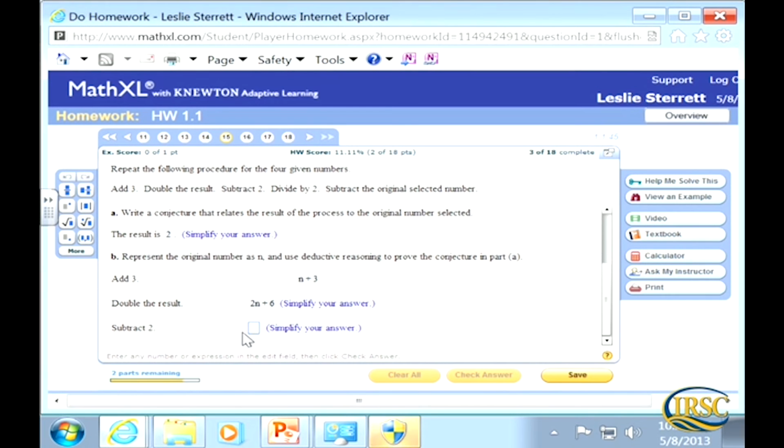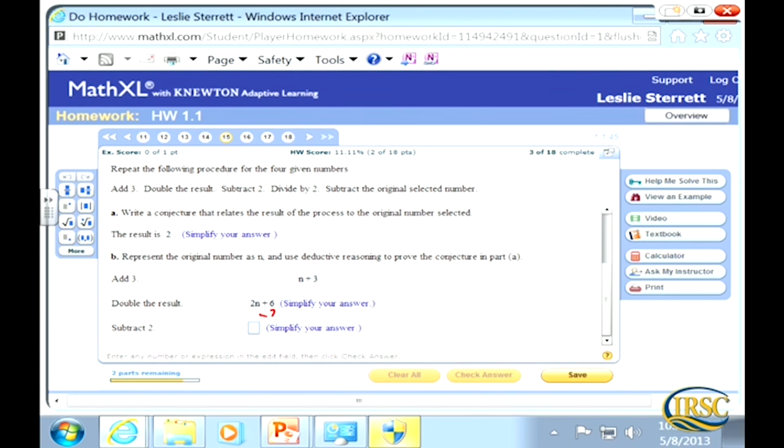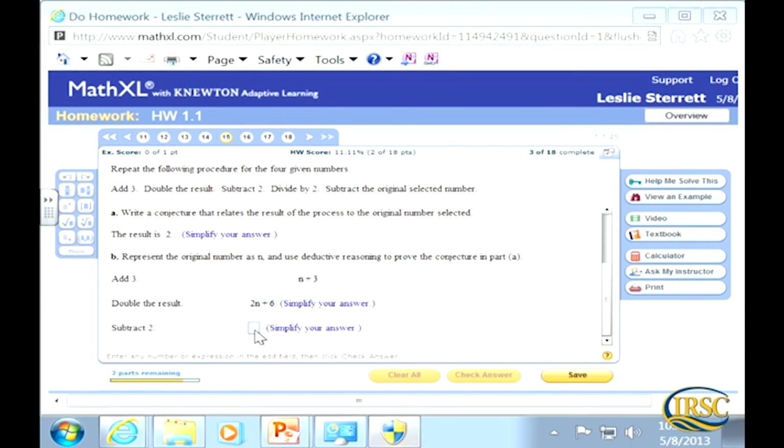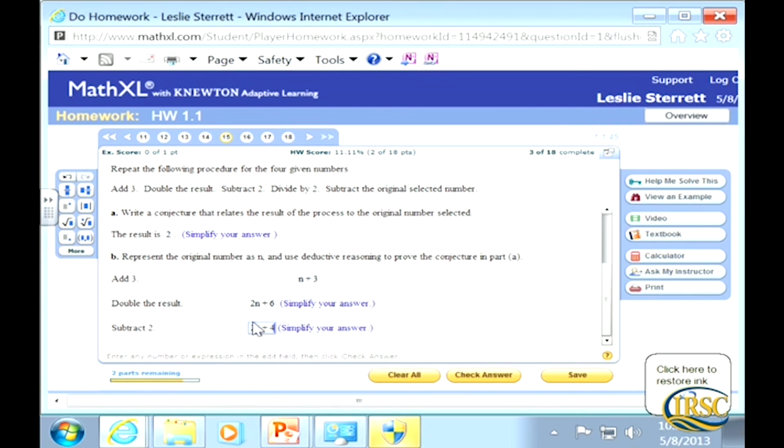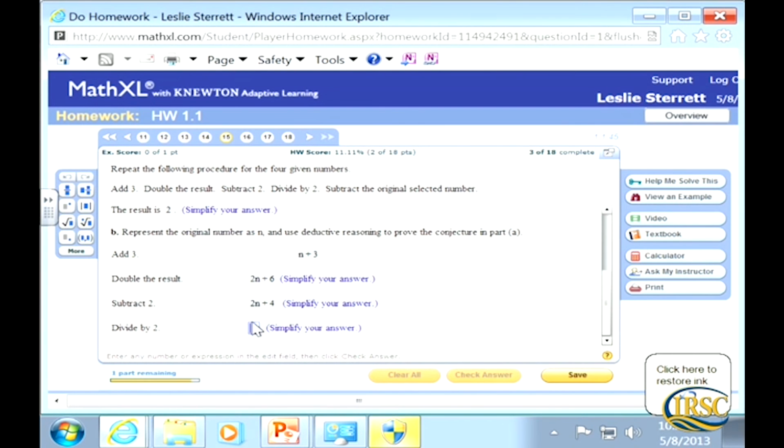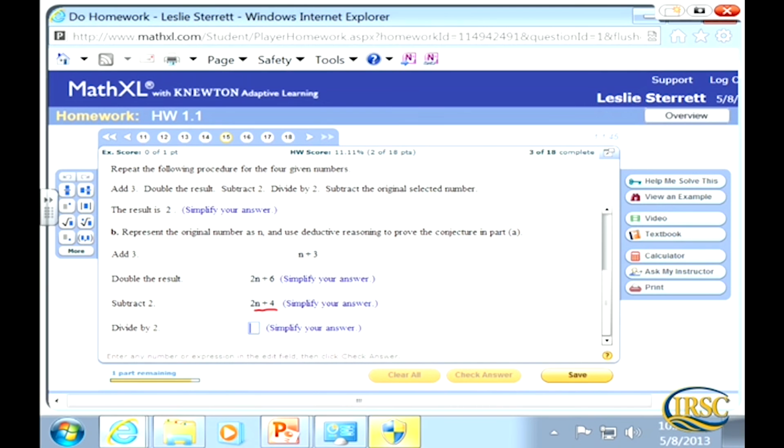Okay, subtract that expression by 2. Right, because essentially you're just doing this. I'm subtracting 2, but I have to do it from the like term. Okay, so 2n plus 4 is correct. Excellent. Now divide that expression by 2. Remember, when you divide the expression by 2, you're dividing the whole thing by 2, which really means that you're dividing each term by 2. So n plus 2. Good.